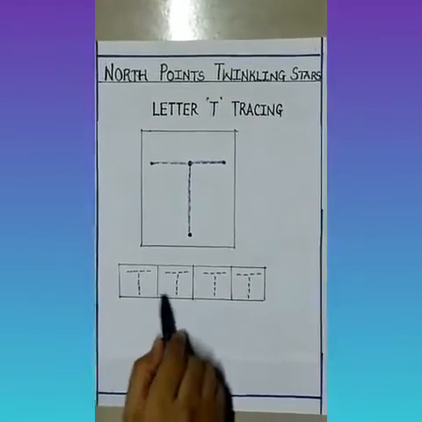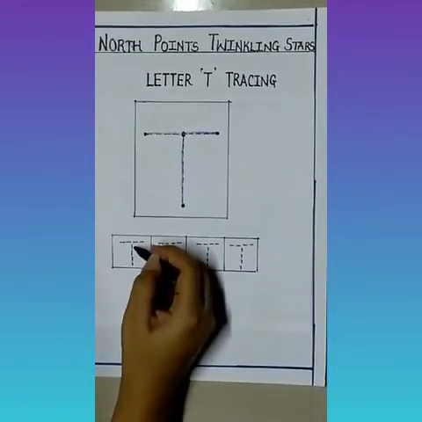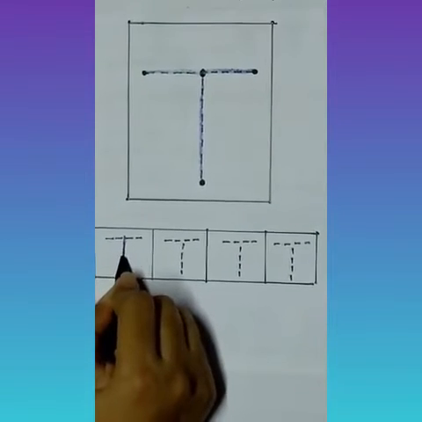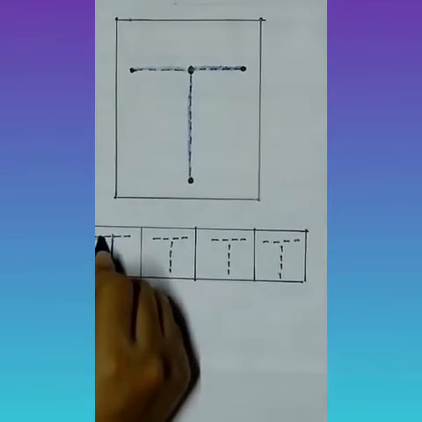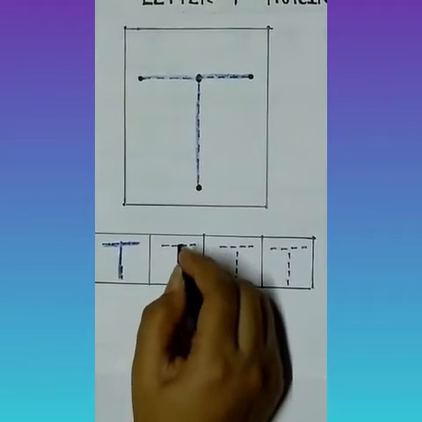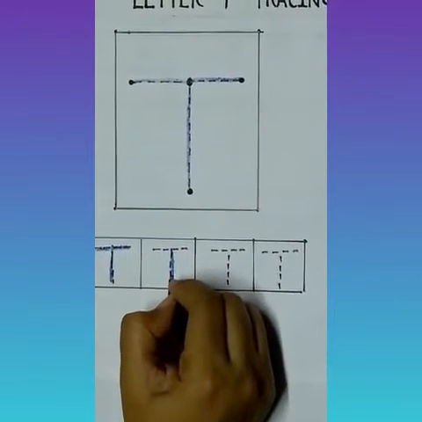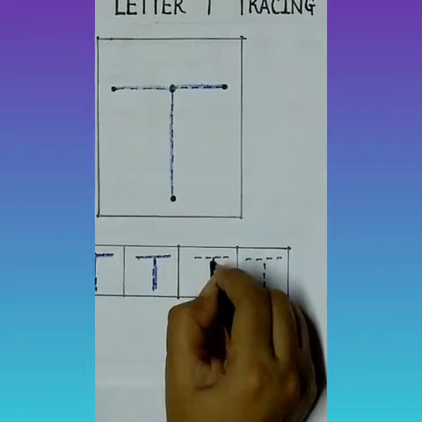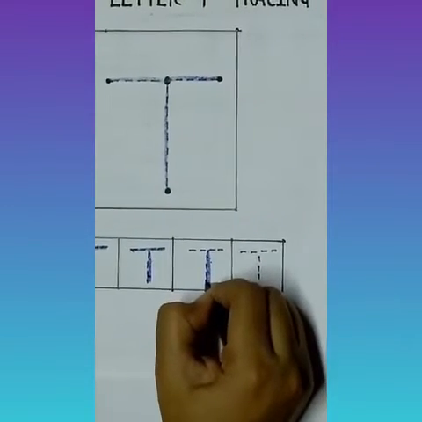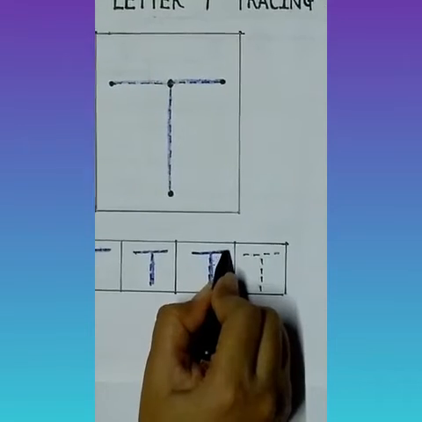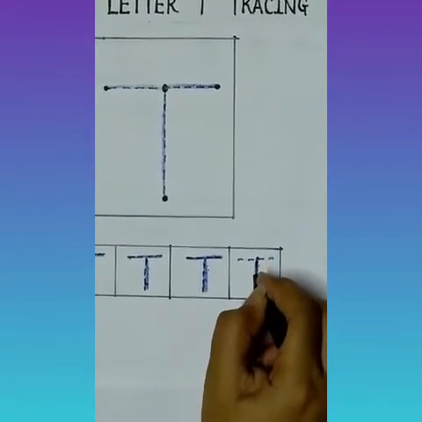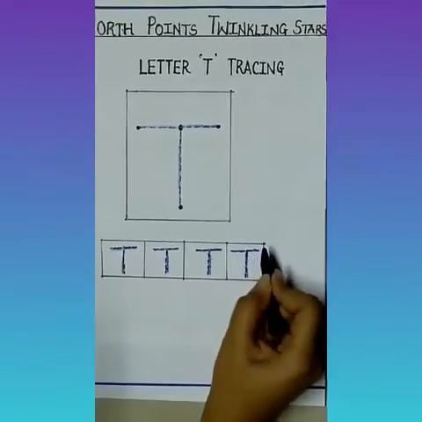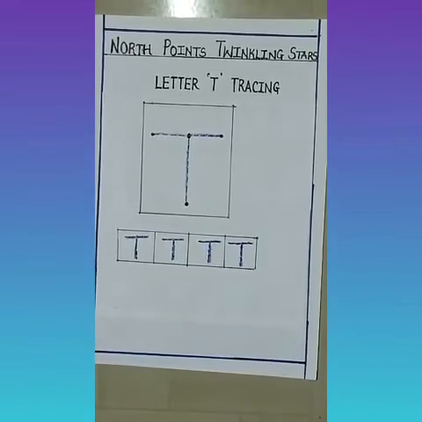Now, we'll trace a few more letter T. Remember, children, we'll start with the standing line. Dot, do, dot, do, dot, do, dot. Here we go. See me tracing letter T. Here we go. Dot, do, dot, do, dot, do, dot. Here we go. Tracing letter T. Here we go. Wow, our letter T is ready.